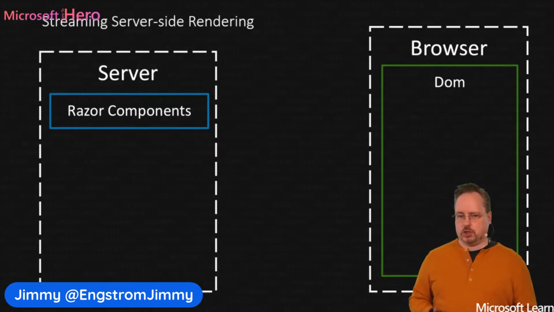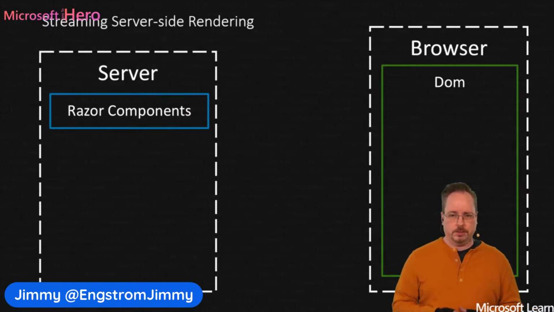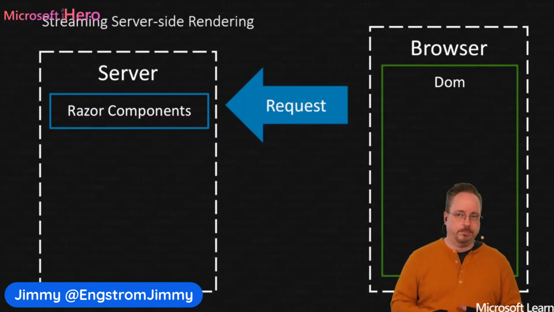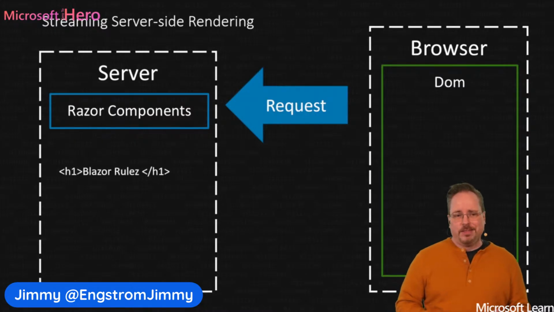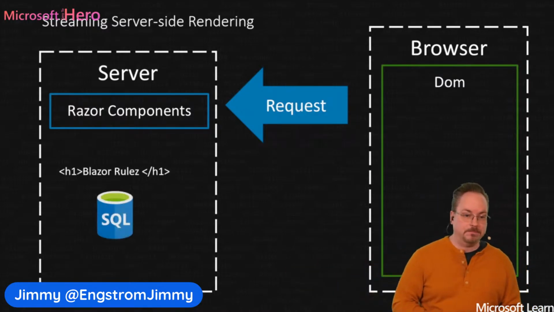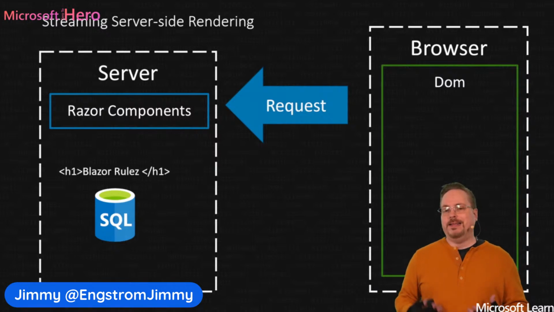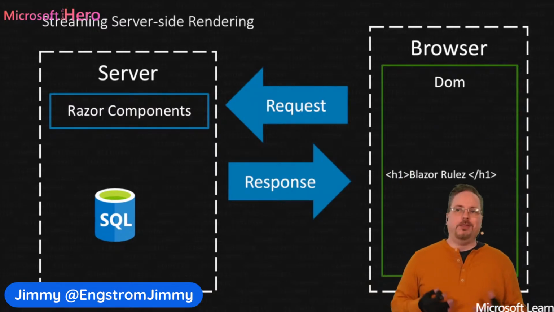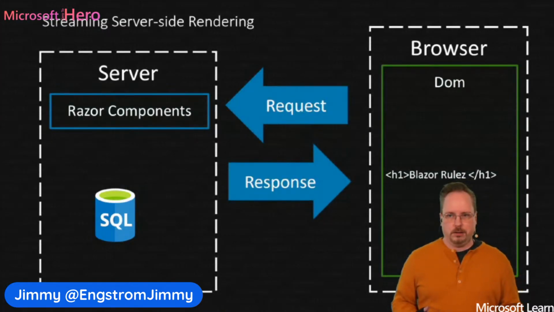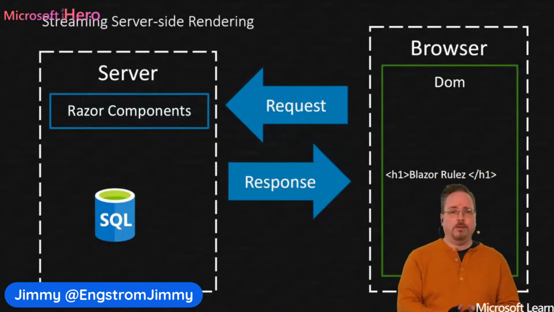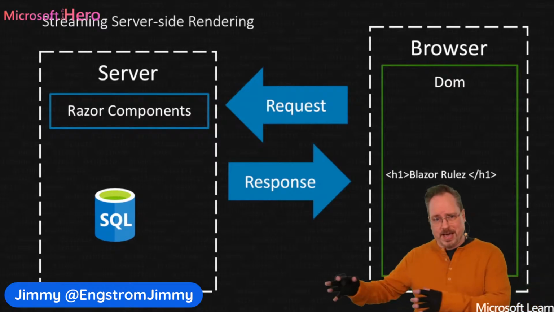Then we've got streaming server-side rendering, and this one is pretty cool as well, because here's what's happening. We make a request from the browser to the server. The server renders something, and then perhaps it goes off and gets some data from a database. While the database is gathering information, it can send over what it already has. So we get this feeling of interactivity, but it's really not. There's no SignalR involved, there's no WebAssembly involved, but it's pushing content when it has it.